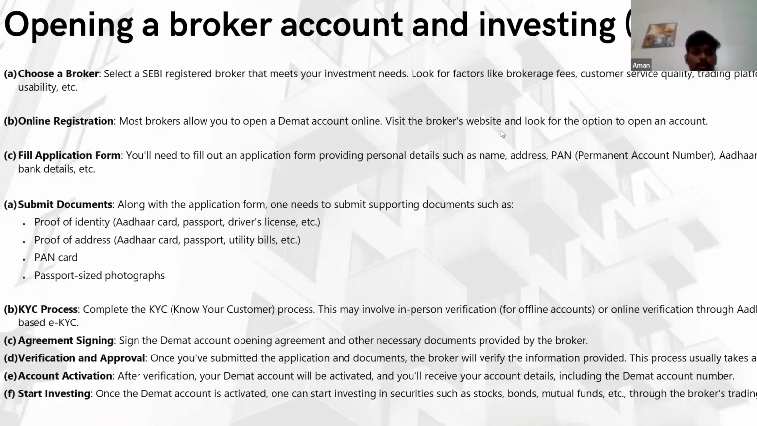an online photo if you are doing the KYC process. Once you have submitted all these documents, the KYC, EKYC process is basically complete. Then comes the agreement signing part.